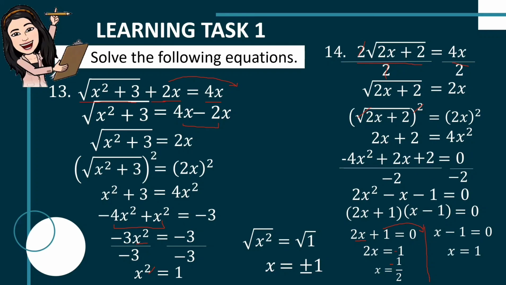How about here? X minus 1 equal to 0. X is equal to, pag transpose natin si negative 1 to the other side, that would become positive 1. So, therefore, may dalawa tayong answers. Isang negative 1 half at isang 1. So, please check it if they both satisfy the original equation. Ito yung original equation natin, ha? Paki-check kung magsasatisfy yung ating dalawang equation. Kasi baka meron dyang isa na extraneous solution. Okay?